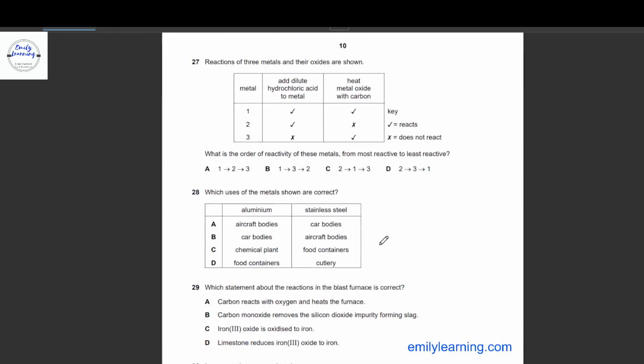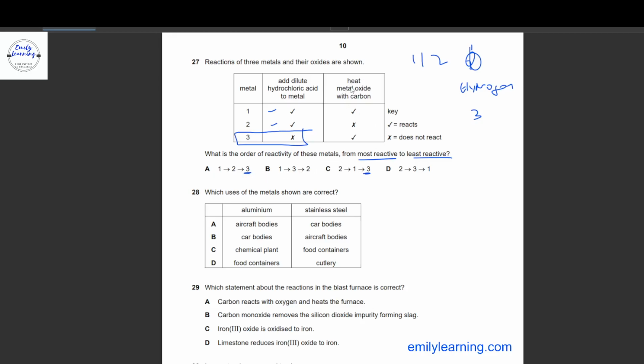Moving on to question 27, reactions of 3 metals and their oxides are shown. What is the order of reactivity of these metals from most reactive to least reactive? Let's take a look. The more reactive the metal, the more readily it reacts with acid. So 1 and 2 are more reactive than 3 because 3 doesn't react with acid. That means it's below hydrogen in the reactivity series. Metals 1 and 2 are above hydrogen in the reactivity series. So 3 is the least reactive. So I know my answer is either A or C.